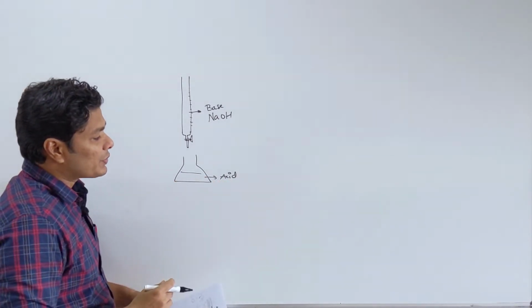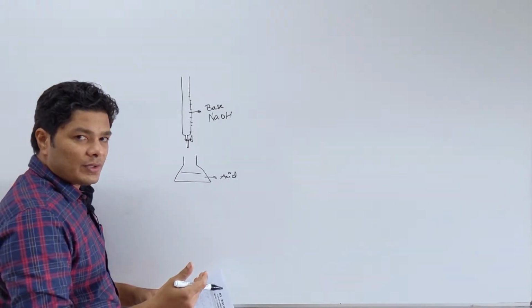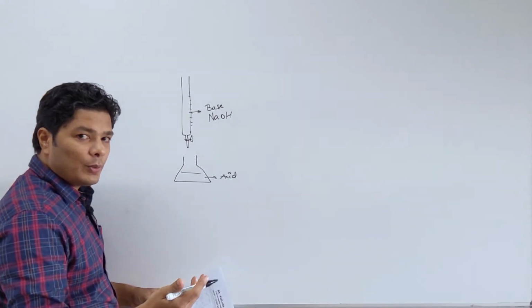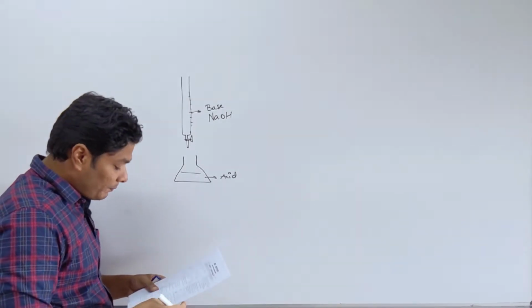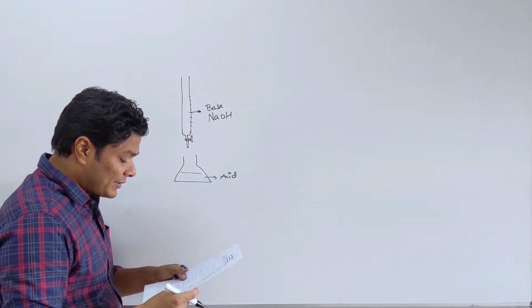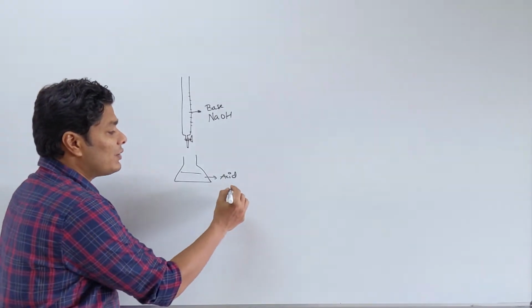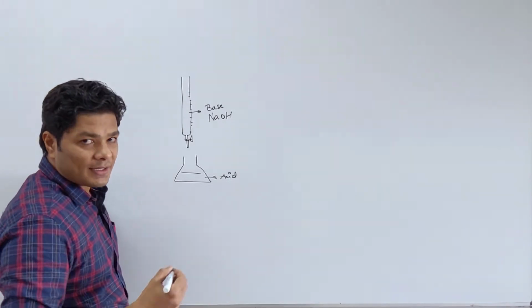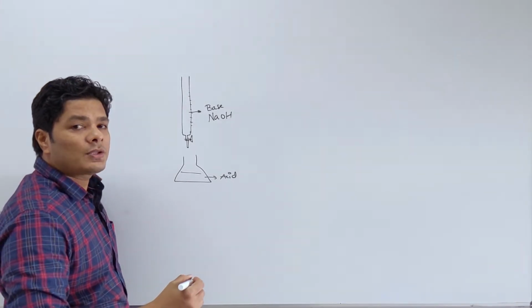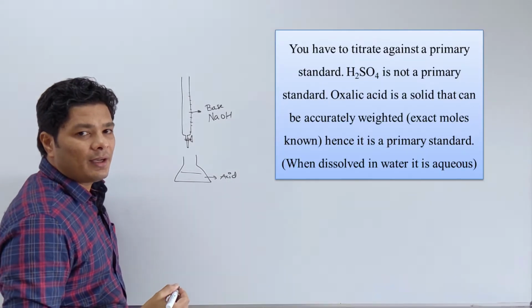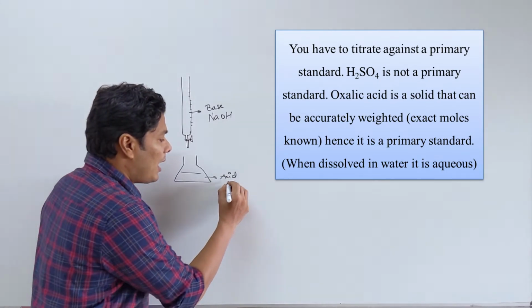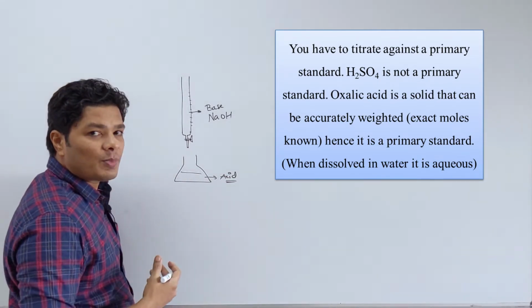Now, which one would you use? Both of them will give you results. Both of them will be able to determine, but your fourth one is best. The reason is because it's a weak acid, so the heat generated is less. And also oxalic acid is a primary standard. A primary standard is something that I can accurately determine how many moles are present.